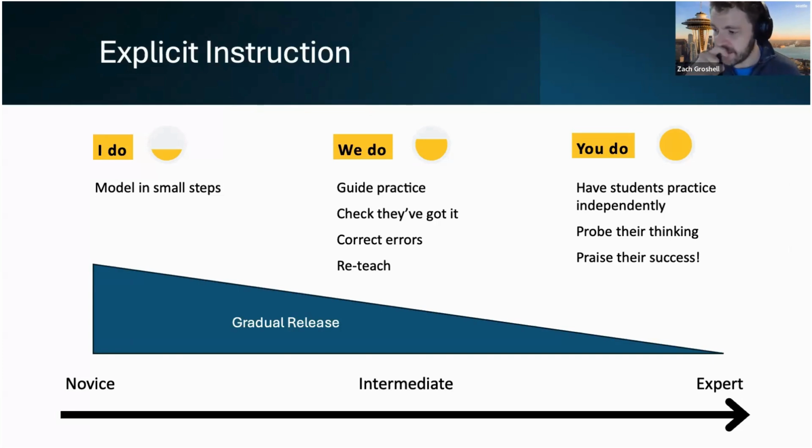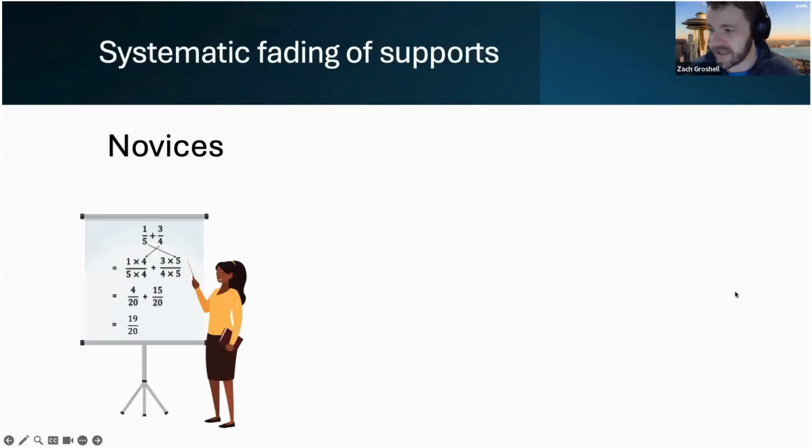But at the end of the day, look at you go. You can do it by yourself. Let's take a math example, since I love teaching math. We start with the beginning, and guess what? I'm going to model some stuff for you.